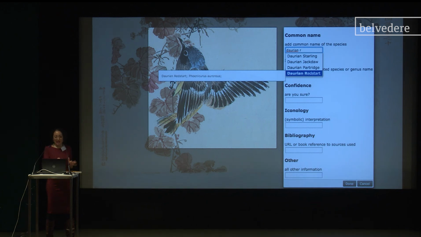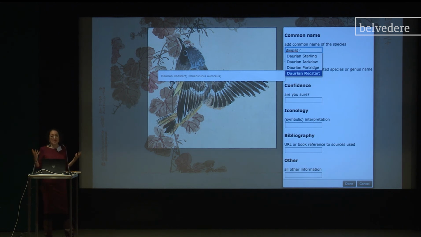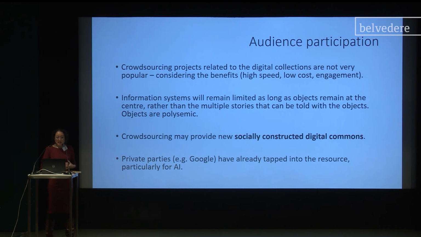So you could help, and this information is very much taken into their information database, but you see, as Christian also said, these parallel worlds: you have the art history's story, and you have a bouquet of flowers. And then you have the scientific story in which you say, now, all flowers cannot bloom at the same time. But in our history it works, right? In terms of audience participation, we see that crowdsourcing has benefits of high speed, low cost, and engagement. And the information systems appear to be limited if you only want to talk about the object rather than the stories that can be told, and these multiple stories that can be told at the same time.